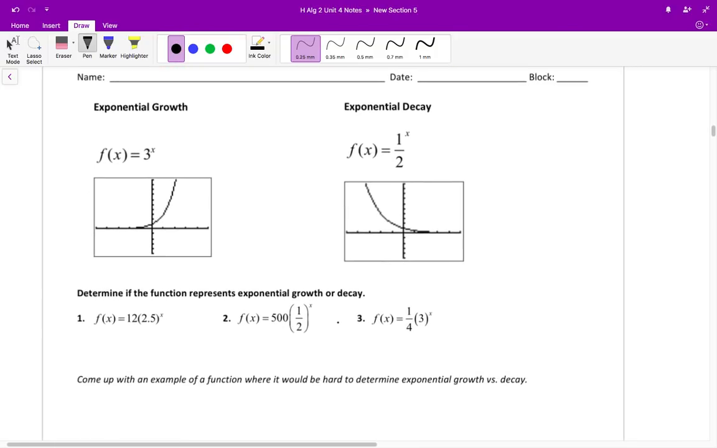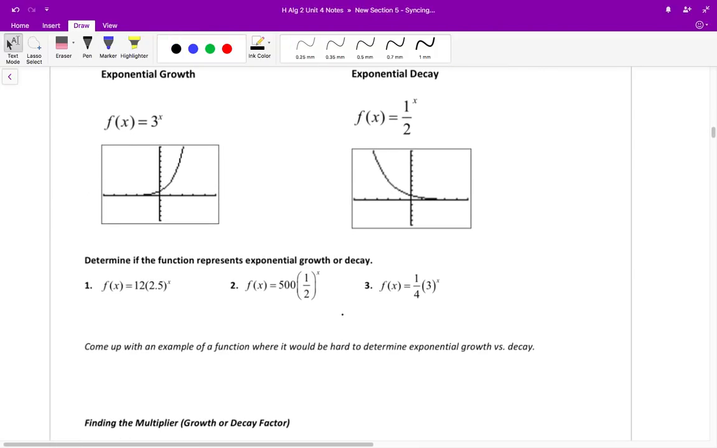Alright, now let's talk about exponential growth and decay. The biggest thing, and we mentioned this a little bit in that activity we did with the M&Ms, but the biggest thing to look at is the b value. If b is bigger than 1, that's what tells you growth. If your b value, what's being raised to the exponent, is smaller than 1, that's what represents decay.